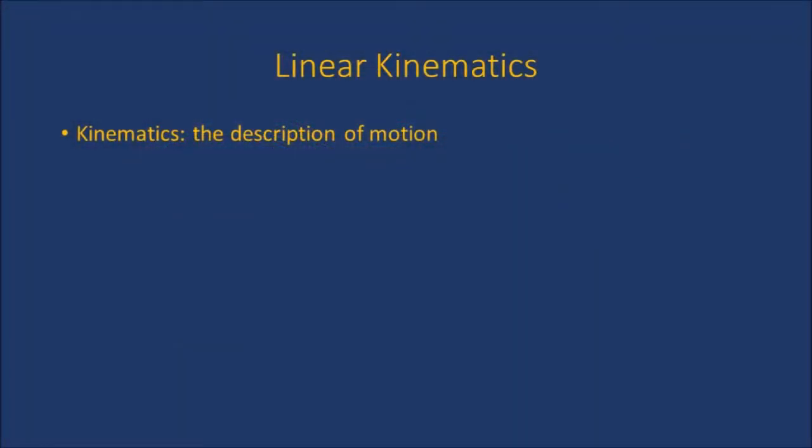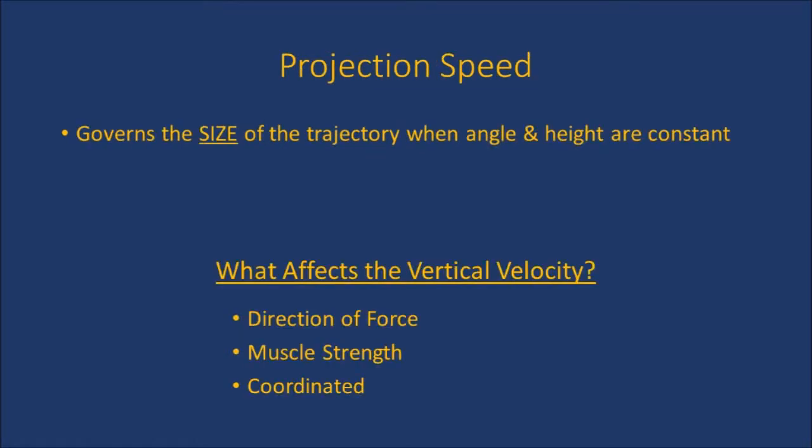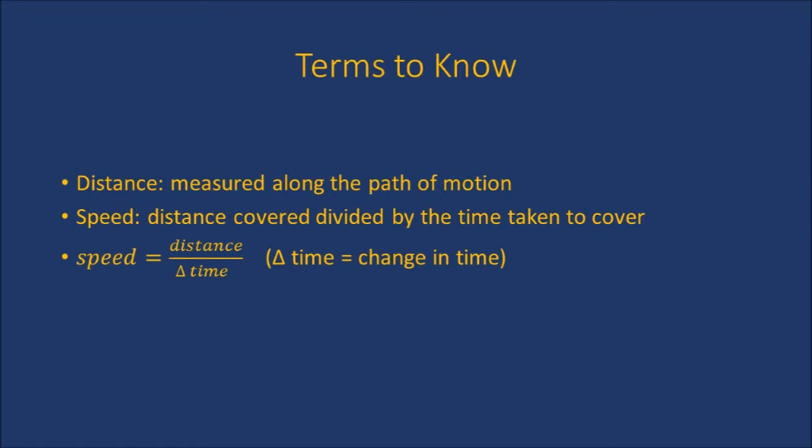So, what is kinematics? Generally, it is described as a field of study that describes motion and often is referred to as the geometry of motion, and kinetics is the term used to describe the forces, powers, and energies of the movement. Projection speed governs the size of the trajectory when angle and height are constant, and the speed can be measured by distance covered divided by the time taken to cover it. Thus, the equation: speed is distance over change in time.